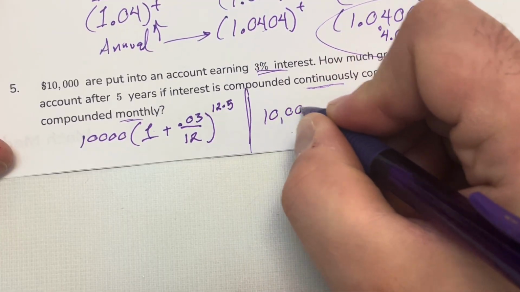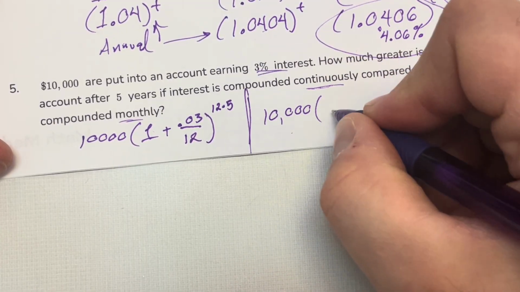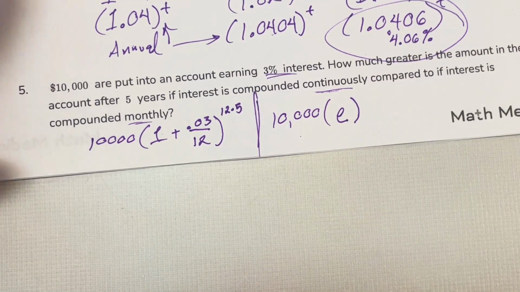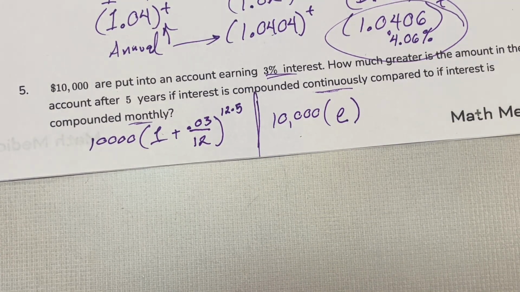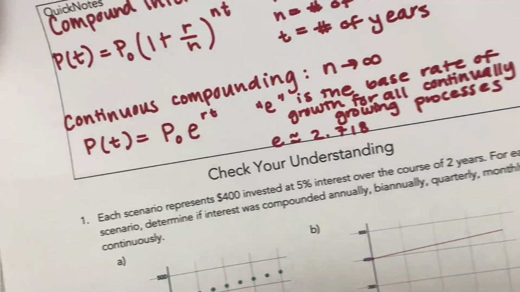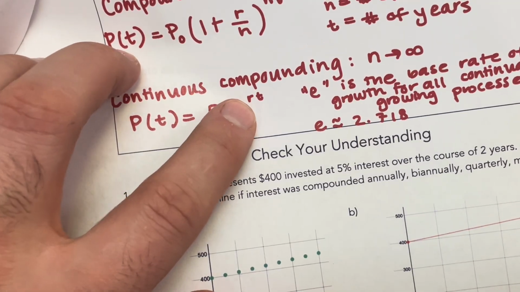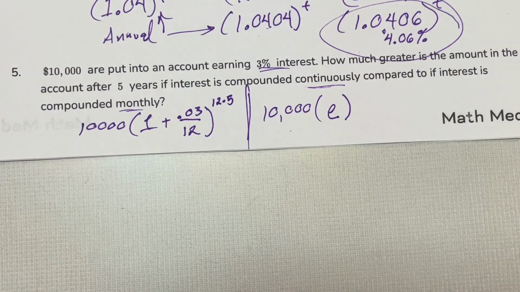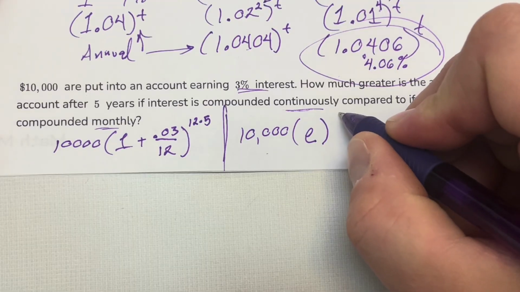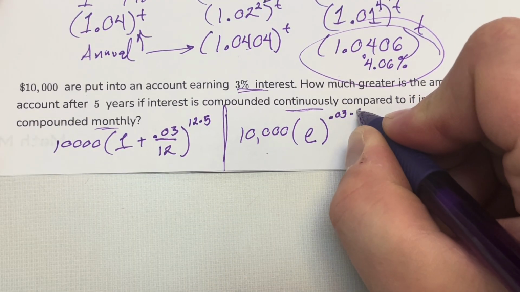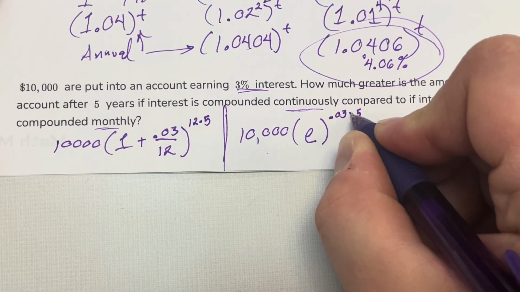Remember, our continuous formula has that principal times e to the power of the rate. Let's just go ahead and find that one and talk through it. It's the first time we got this one. So we got our principal, the number e, and the rate times the time. We got 5 years, and our rate of 0.03 times 5. That is our power.